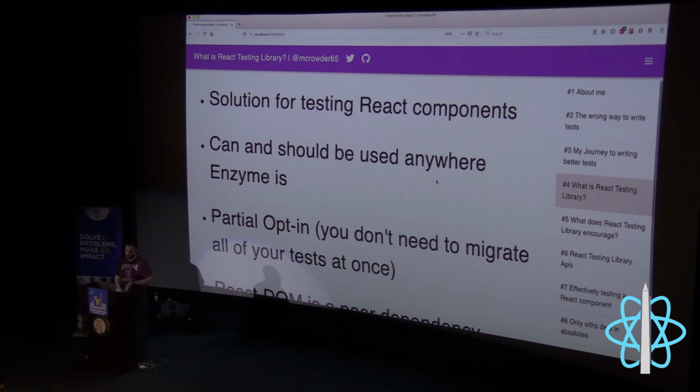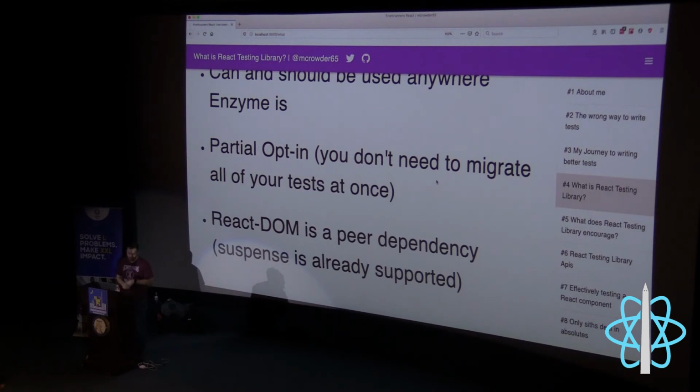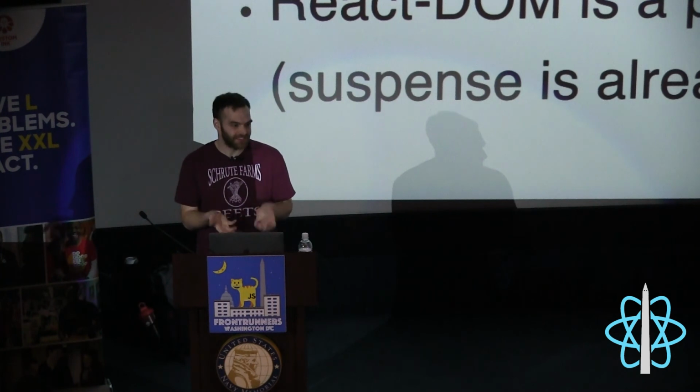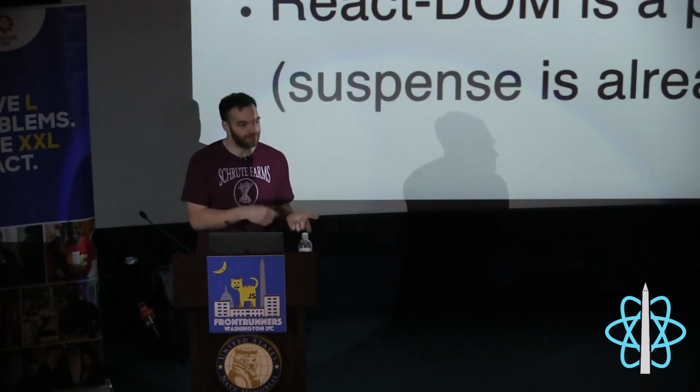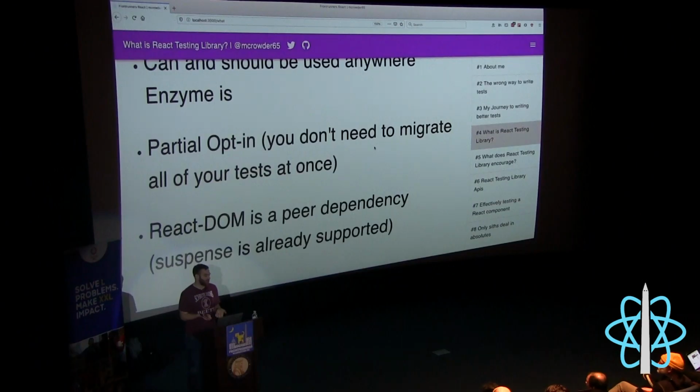Also, one of the nice things about it is that Enzyme has their own renderer of React. And so the day that hooks were released to production, they weren't 100% supported. Well, maybe they were because of the whole alpha thing, but if React didn't do the alpha, then hooks wouldn't have been supported day one. Whereas any version of React is always supported by React Testing Library, because React DOM is a peer dependency and it uses it to render your components.